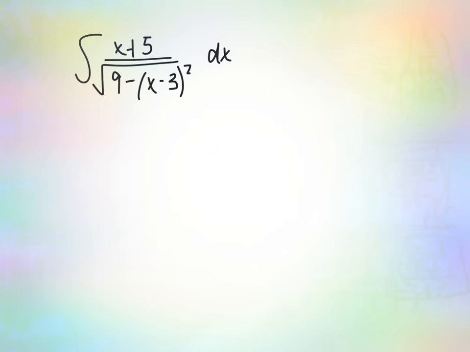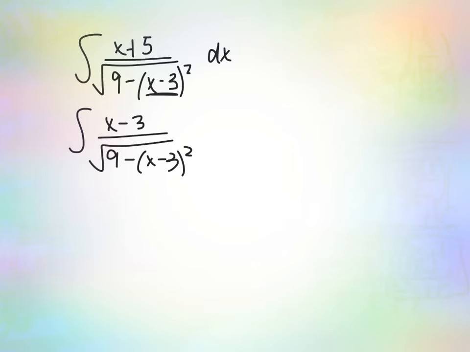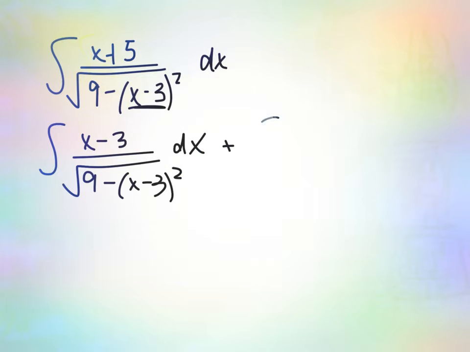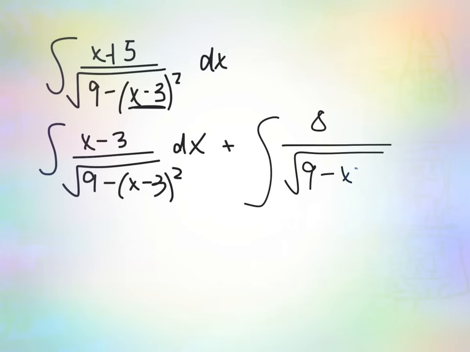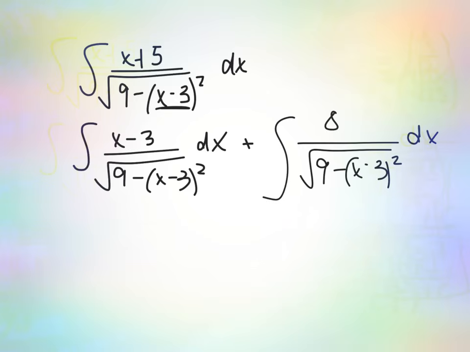So first, I would do this. So this is x plus 5, but I kind of want to make this look like x minus 3. So how about we split it up? So integral x minus 3 over the square root of 9 minus x minus 3 squared dx plus the integral of 8 over the same thing from before, dx. Now, as it turns out, this one will just end up being quite simple, and then this one will be inverse trig.